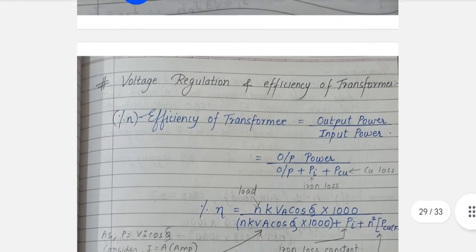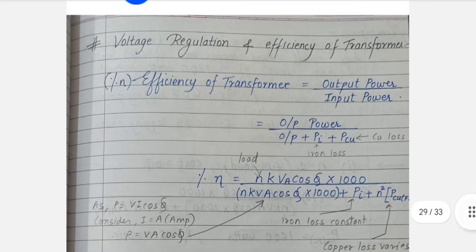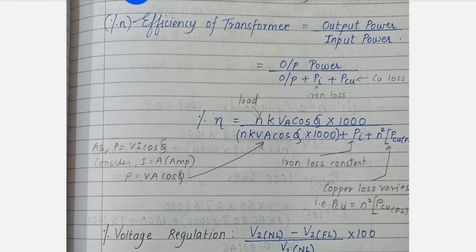Then we have voltage regulation and efficiency of transformer. Again their definition and formula is asked. In the first question, what is efficiency of transformer? Efficiency of anything is nothing but output upon input. So here efficiency of transformer is output power upon input power. Output power is the same, but for input power we have to consider iron losses and copper losses also. So there you have to write output power plus iron loss plus copper loss is equal to input power.